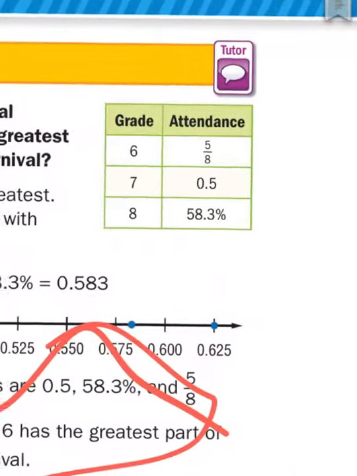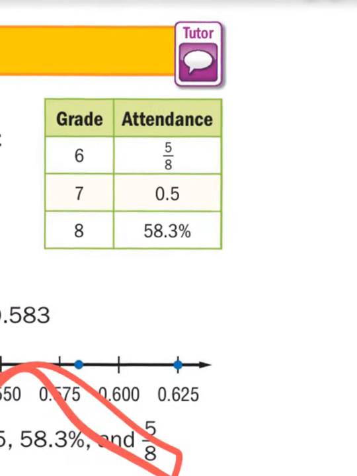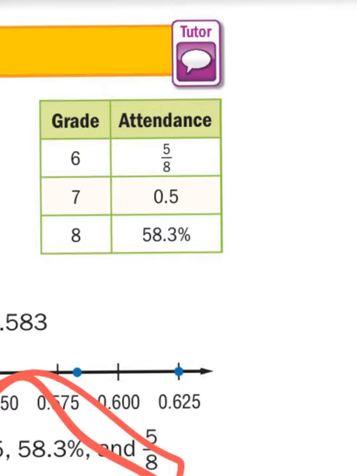So let's take a look at this table. We have 6th, 7th, and 8th grade, and 6th grade is a fraction, 7th is a decimal, and 8th is a percent. Well, guess what? I'm changing them all to percents. So first off, 5 divided by 8 is 0.625, which comes out to 62.5% or 63% because it rounds.